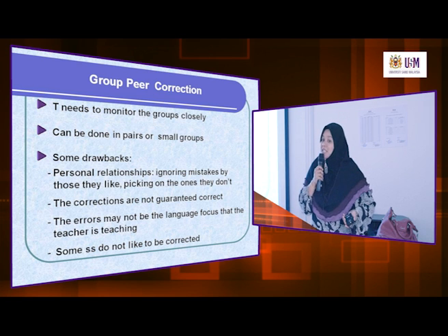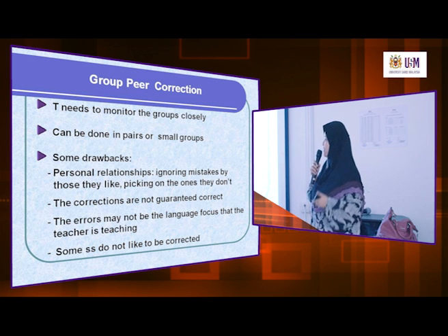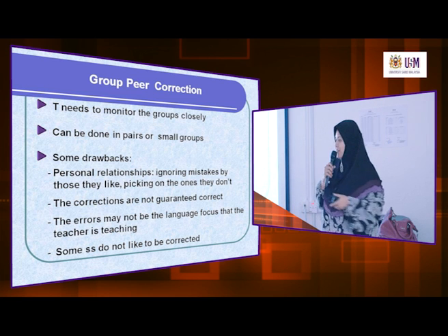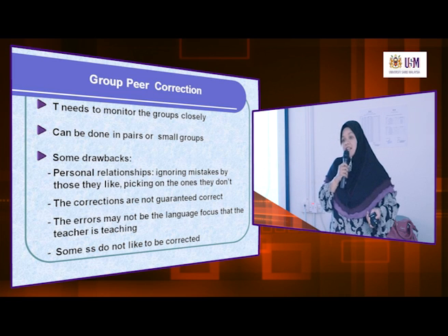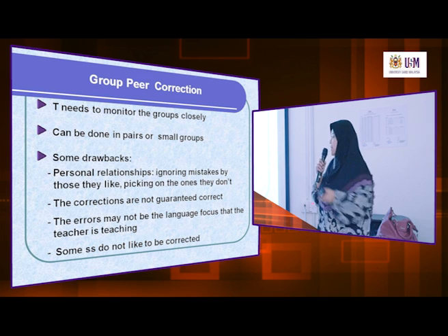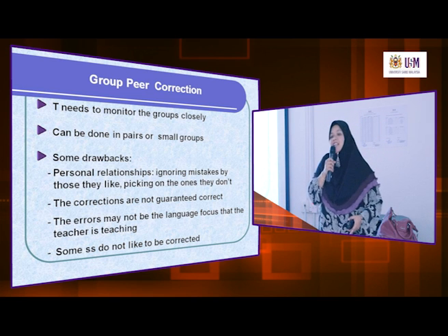This is also in relationship, not just in classroom. So if you're best friend with the person, then they will not amend the mistakes or errors that the other person makes. So that is one drawback. Corrections are not guaranteed correct.